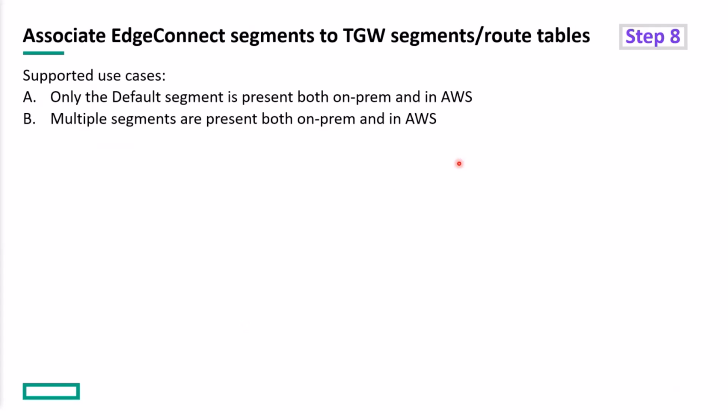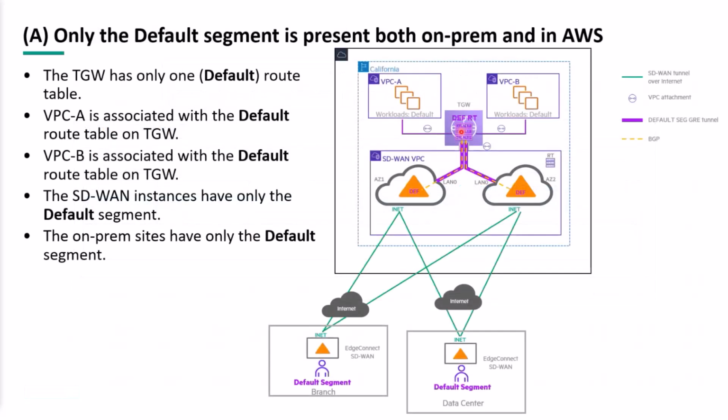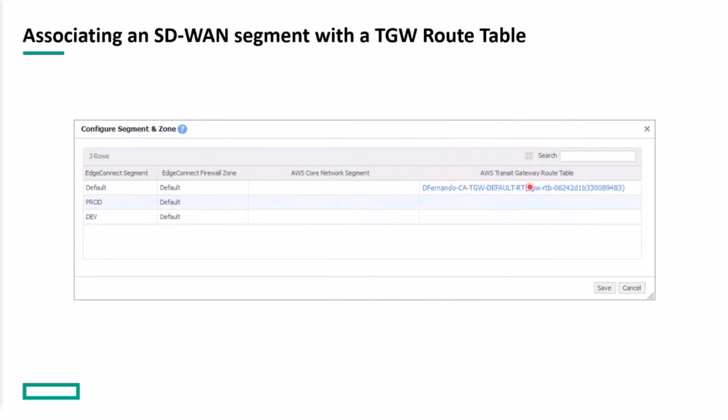Okay, step 8 is to associate your Edge Connect with the transit gateway route tables or the segments. You will go to the default segment on the Edge Connect, and then on the AWS transit gateway route table drop down menu, you can select the transit gateway route table that you want to associate your Edge Connect instance to. So that is this route table here. This is the route table that I am picking on this drop-down menu.